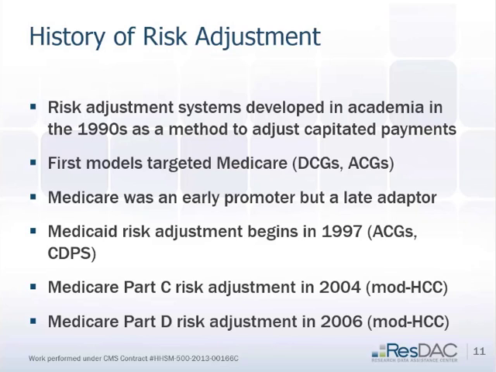Here's the history of risk adjustment. These models were first developed in the 1990s. They were developed for the Medicare program, the ACGs and the DCGs. Medicare promoted these early, but adopted the models fairly late. Medicaid started in 1997, and then Medicare Part C started in 2004, and then Part D, the pharmacy part, started in 2006. So Medicaid got a big jump start.